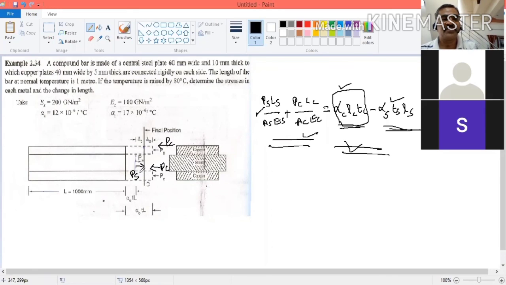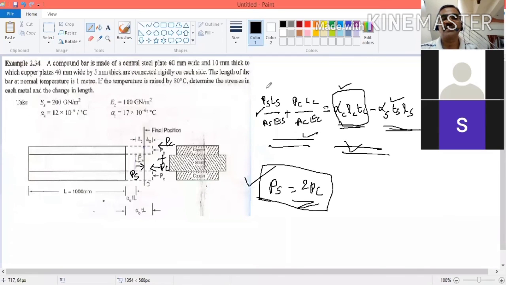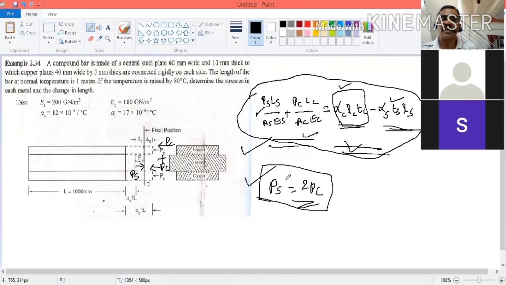This is in equilibrium. Then what is the equation? Ps must be equal to 2Pc. These two are acting towards the left, and this is acting towards the right. So this plus this must be equal to this value. As far as load is concerned, this is the equation. As far as deflection is concerned, this is the equation. By solving these two equations, you will be able to find the unknown values.